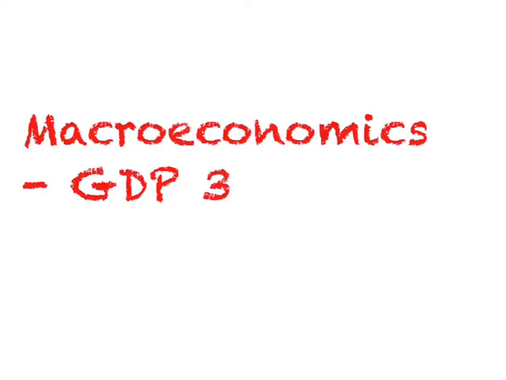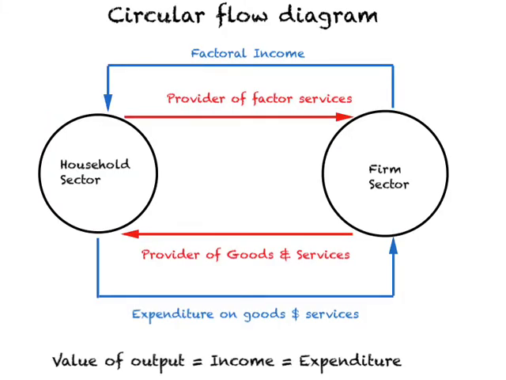This video discusses different approaches to measurement of GDP. In order to understand different approaches to measurement of the same thing, which is GDP, consider a very simple circular flow diagram, and it represents in a very simple way how things move within a country.